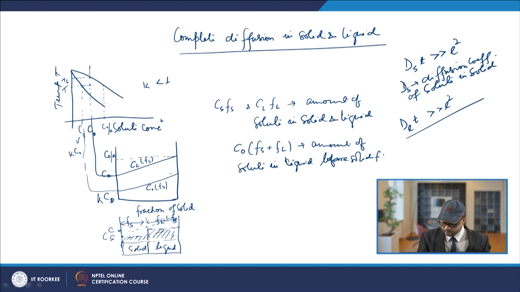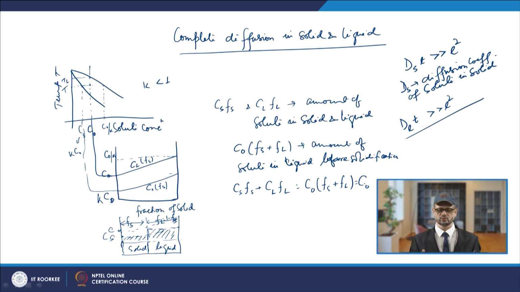So, if you equate, you will have CS FS plus CL FL, that will be C naught into FS plus FL. So, FS plus FL is 1. So, you will have that is known as C naught.